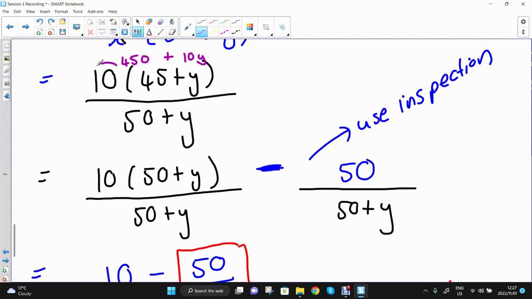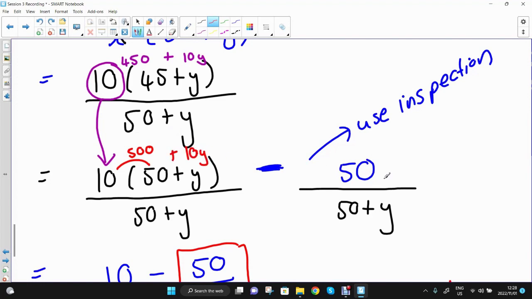Then my 10 that I had as my highest common factor, or my number outside my bracket, stays outside. Okay, and I'm going to write that over my first denominator of 50 plus y. But I'm also going to times that by 50 plus y because eventually I want these two to cancel. And you'll see in a moment why I need that to happen. Okay. Now let's see. If I times 10 with 50, I get 500. And if I times 10 with y, I get plus 10y.